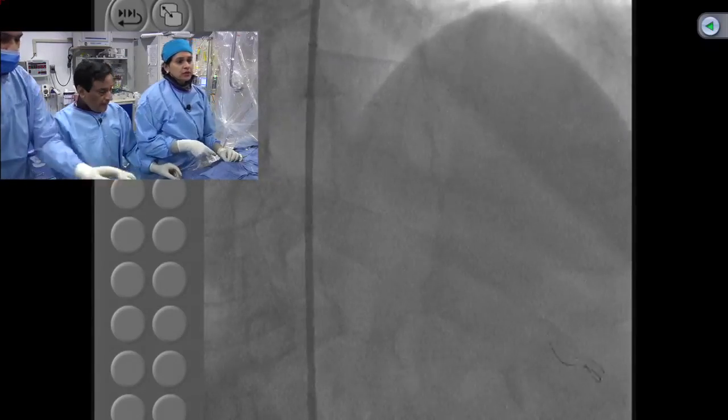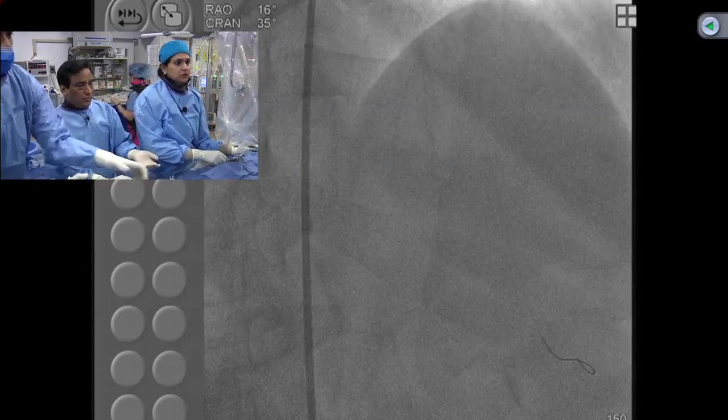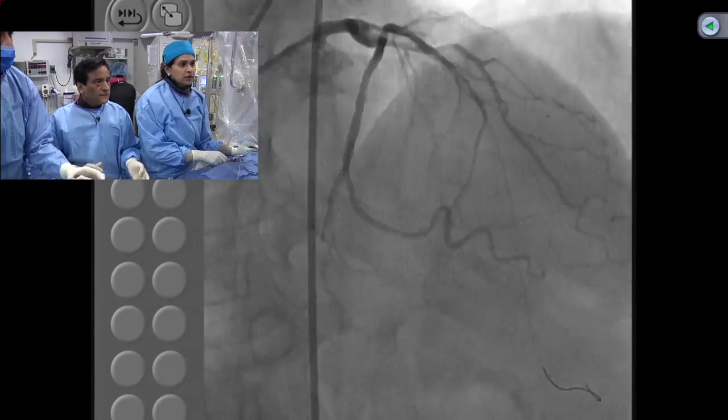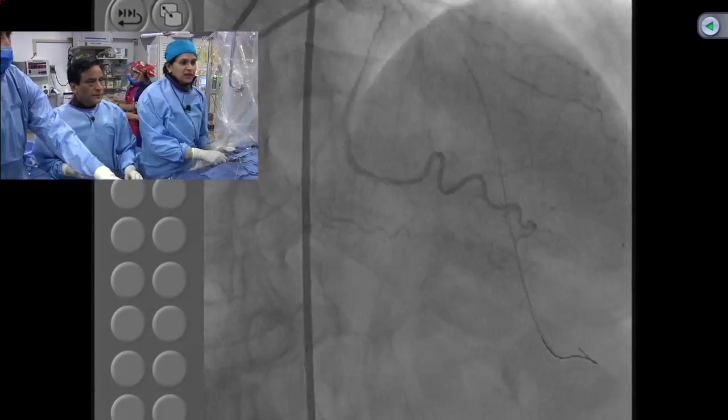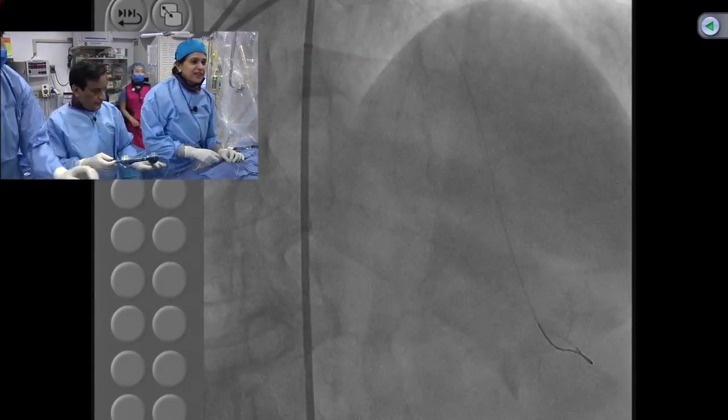Can you take a picture? Yeah, it looks like the Progress wire slipped through. Looks all right.